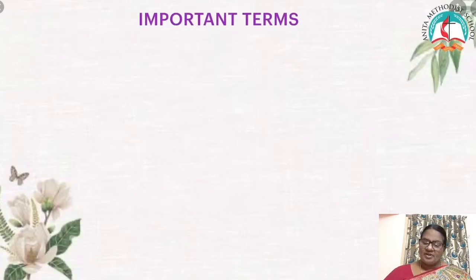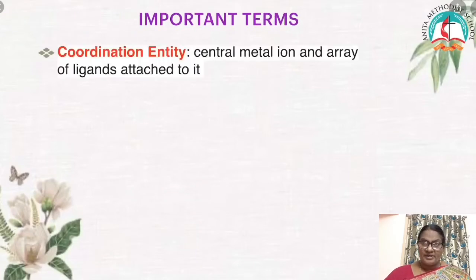Let's look at them. Coordination entity. By now you know so many complexes we are seeing. The one written inside the square bracket together is called a coordination entity. So it is a central metal ion and an array of ligands. There can be one type of ligand or different types of ligands. So here [Fe(CN)6], this is called a coordination entity. Fe is a metal ion, CN is a ligand called cyano.